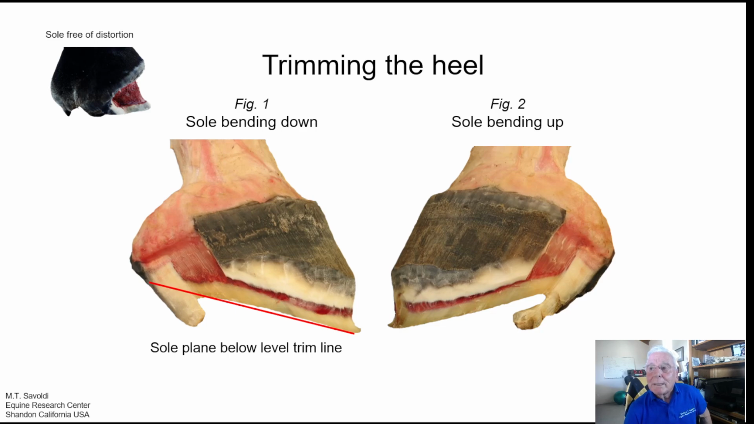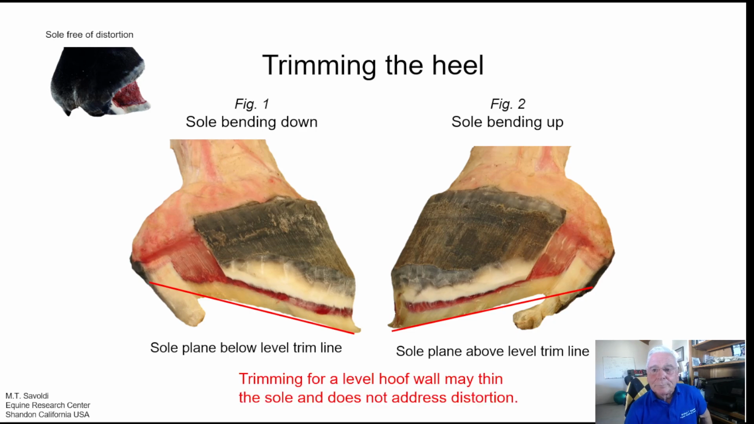Here we have a sole bending upward. So when we look here, you can see an upward bend in the sole plane. So these are just different things that occur when we let the foot get out of control. Trimming horses every 5 weeks and beyond really isn't beneficial for the horse. Maybe some horses could handle that, but the majority of horses, especially if they're working, if they're performance horses, need very regular trimming and shoeing work done to them to maintain and control the foot. So trimming a level hoof wall may thin the sole and does not address distortion.